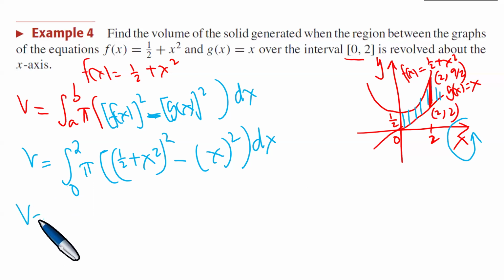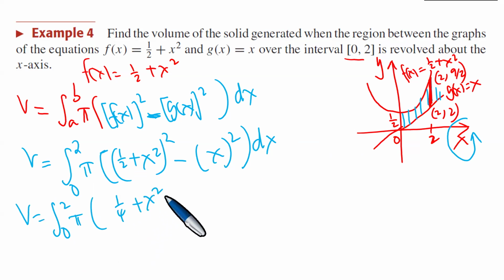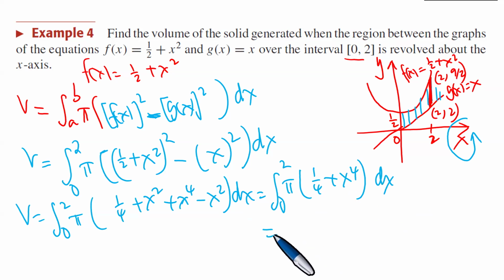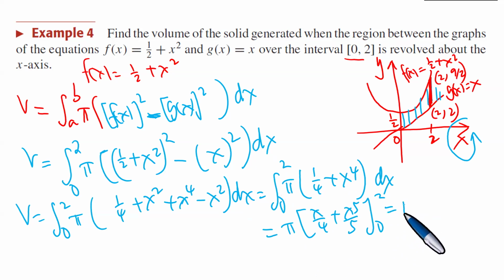Let us check this out. The volume is the integral from x equals 0 to 2 of pi. You square this one, it becomes exactly 1/4 plus x to the 4th power minus x squared, dx. The x squared cancels, so it is the integral of pi times 1/4 plus x to the 4th power, dx. If you integrate this, the integral of 1/4 is x out of 4, x to the 5th power out of 5, from 0 to 2, which is pi times 2 out of 4, 2 to the power 5 out of 5.